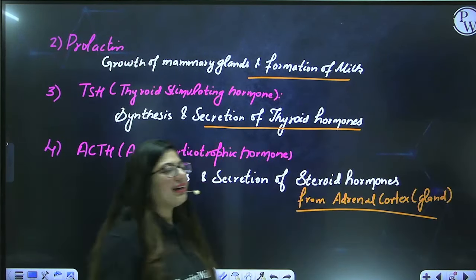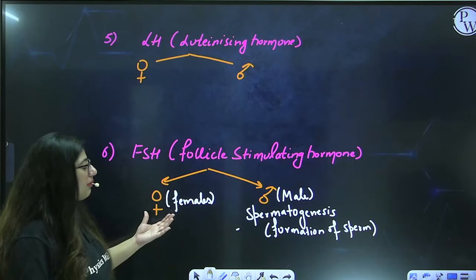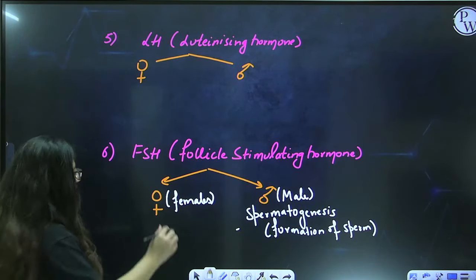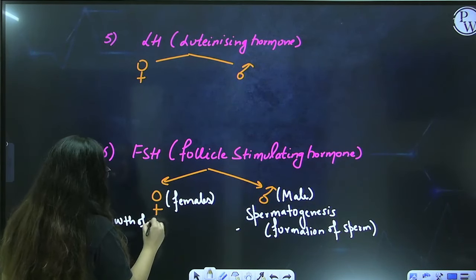You must have seen these on the doors of toilets as well. So here is spermatogenesis. What is spermatogenesis? Formation of sperm. So if a male has FSH, it will help in the formation of the male gamete, that is sperm. In the female, what does FSH do? It causes growth of ovarian follicles.